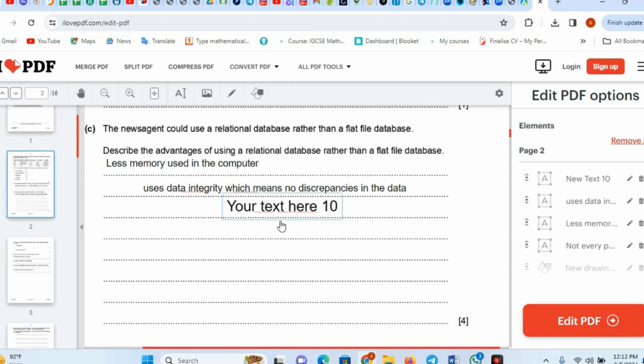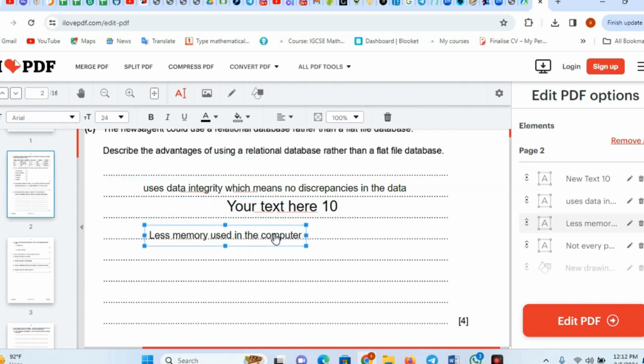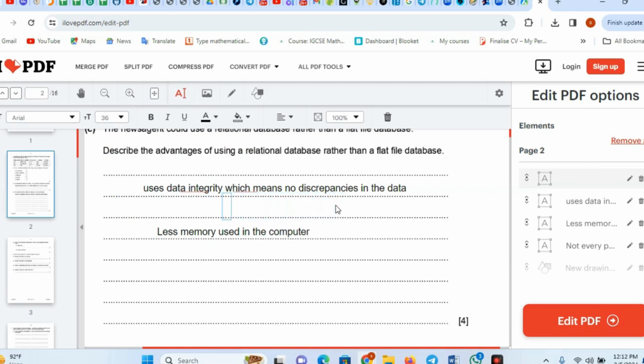Number 3. We were told to describe the advantages, so you can mention as many as you want, or you can just mention 4. Since the total answer is 4 here, we can just go with 4 in this video.